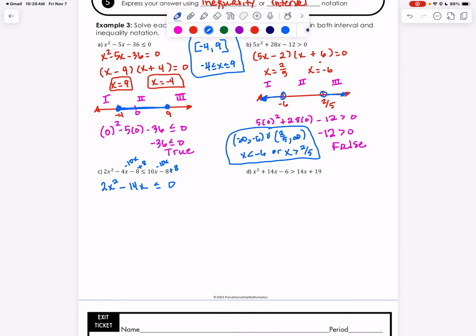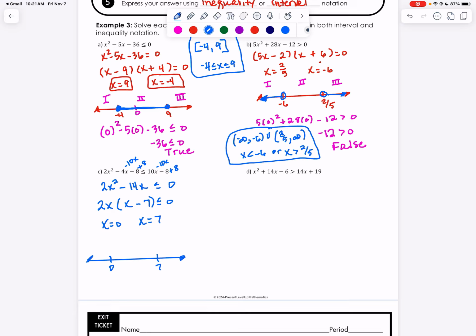Now, what I want you to notice on this one is there's only 2 terms. So that means our only solution choice is to factor out the greatest common factor, which is 2x. So 2x squared divided by 2x leaves me x. Negative 14x divided by 2x leaves me negative 7. So now I know my solutions are x equals 0 and x equals 7. So I'm going to make a number line. So I have 0 and 7.